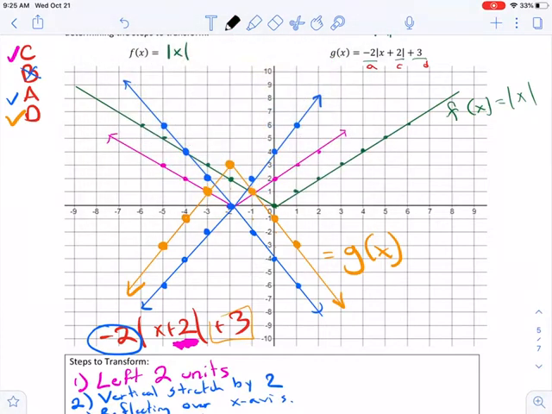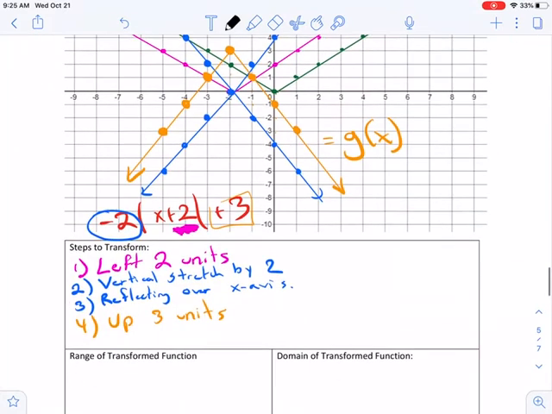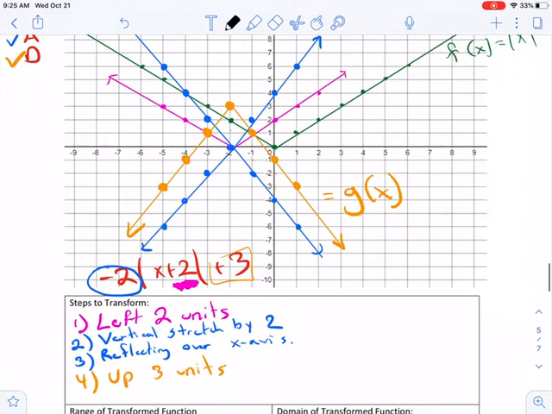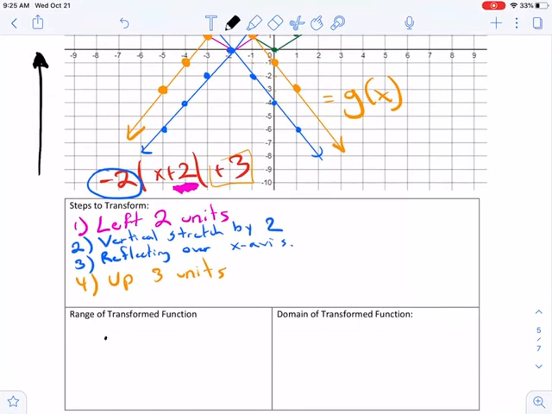Using this orange equation, I can answer the questions down below. So what is the range, or what y values can I hit starting from negative infinity and going up is generally how we want to look at range. So I can only go up until 3. So for my range, I would say that y must be less than or equal to 3. That's the highest one that I can hit.